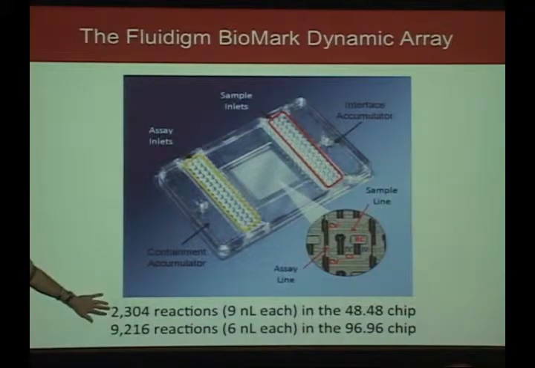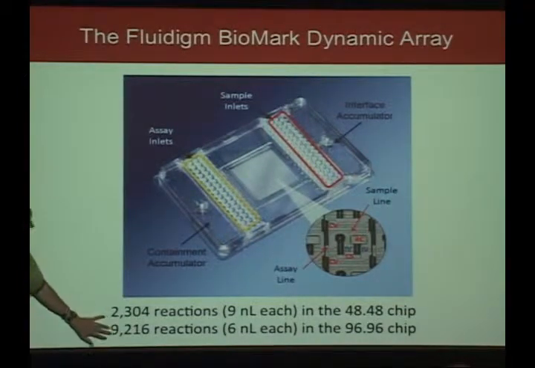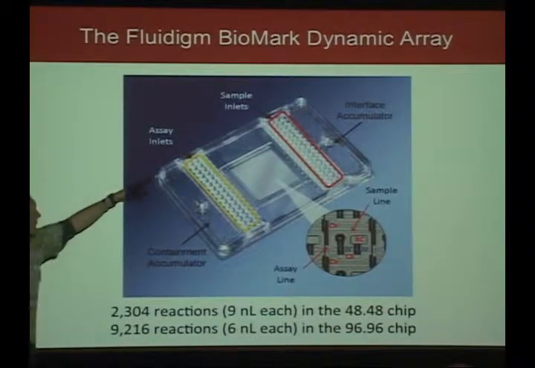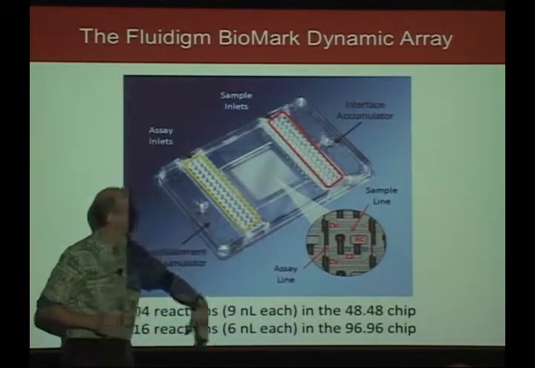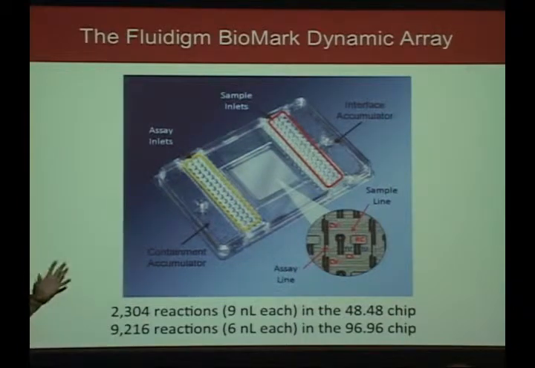What that leads to is 48 times 48, or 2,304 reactions for the 48 by 48 chip, and 9,216 reactions for the 96 by 96 chip. That's why I'm saying that if you had to individually pipette all of those combinations, it would be very, very error prone. But by only pipetting 96 and 96, or 48 and 48, it's an order of magnitude less pipetting.